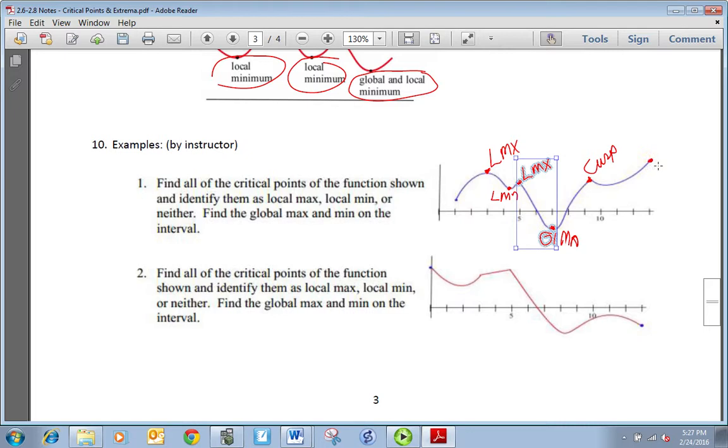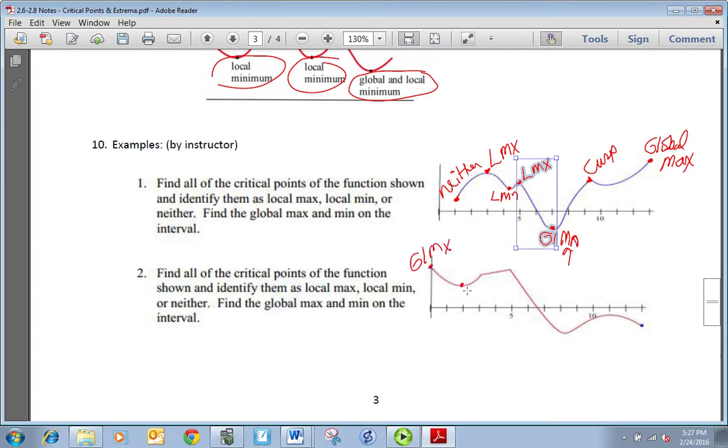And this endpoint, now local min and max can't be on an endpoint because it has to have some points on either side of it, but this is a global max. Now this point here could be a global min, except it's not, because the global min is over here. So this point is nothing. I'll just say neither.